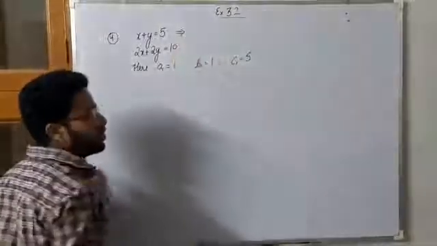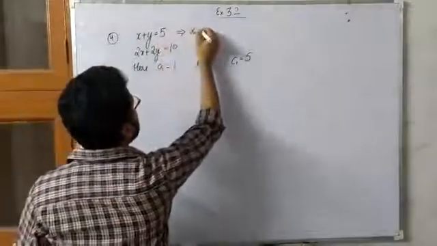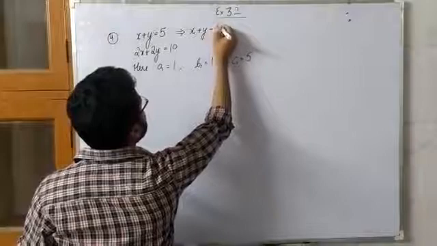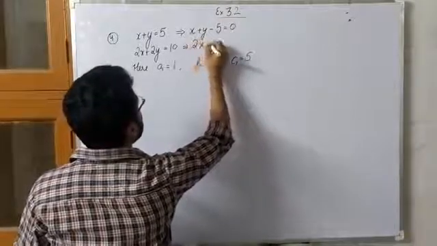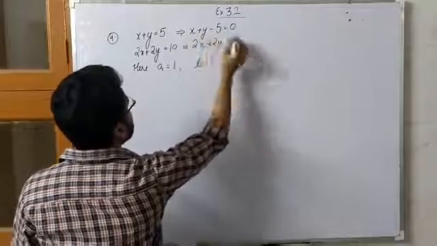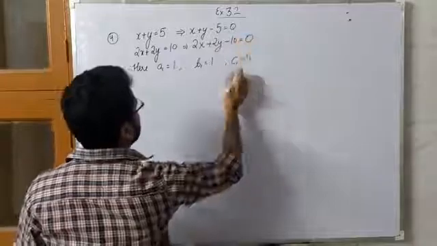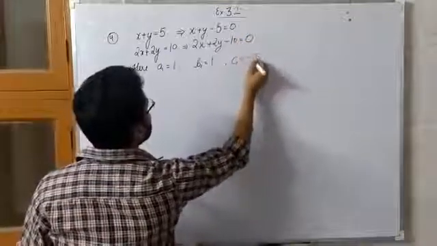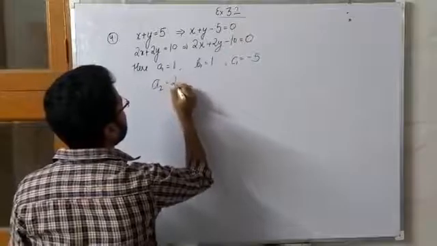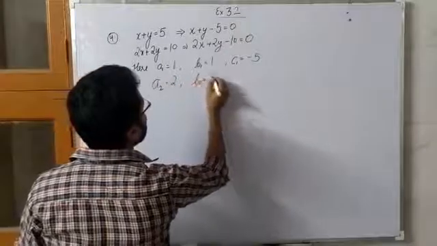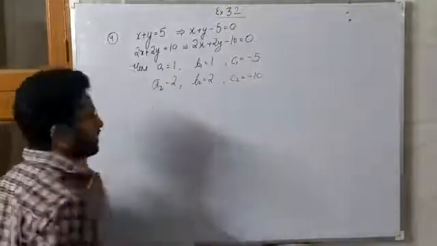Again, what we have to do? We have to bring it in general form. We will shift 5 onto that side. So x plus y minus 5 equals to 0. This also we will convert in the general form. 2x plus 2y, plus 10 will go that side and become minus 10, right? Now c1 will be minus 5. Similarly, a2 will be 2, b2 will be 2, and c2 will be minus 10, right?